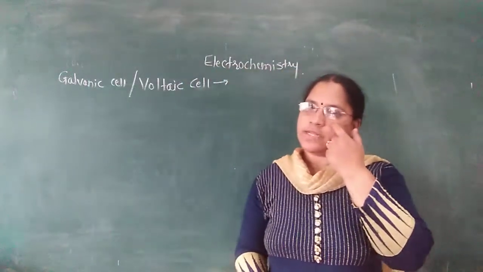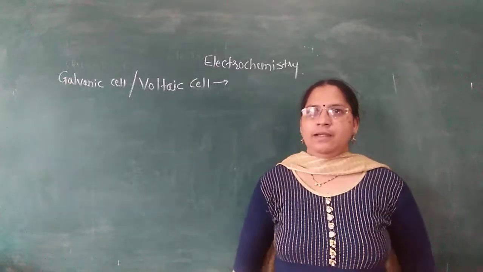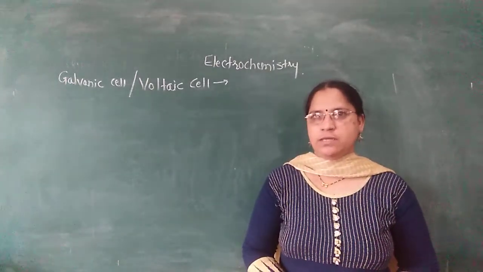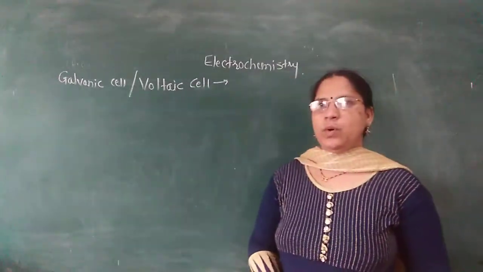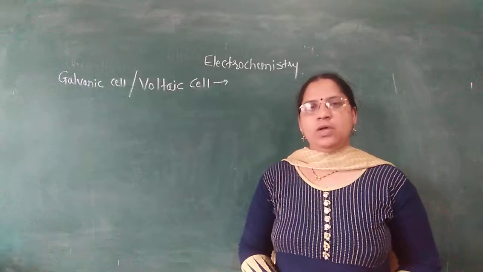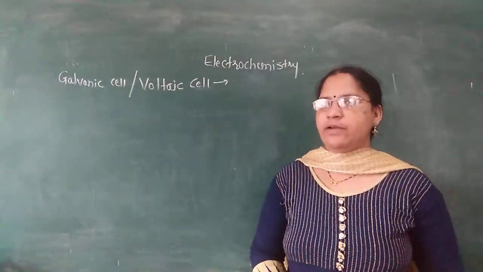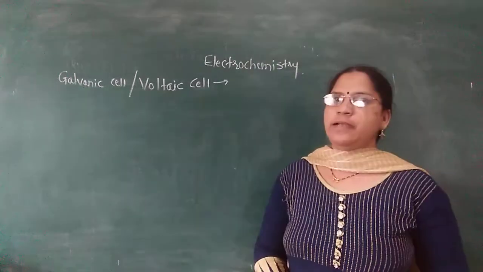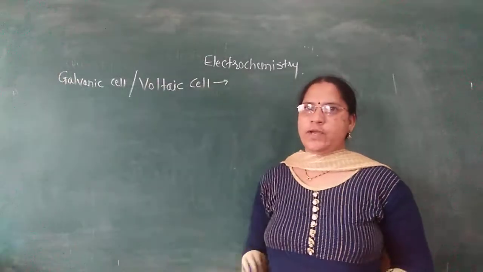Good morning students. In the previous video we completed the electrolytic cell and the process which occurs in it, electrolysis, and two examples we have for that are electrolysis of molten NaCl and aqueous NaCl. Also the quantitative aspects of electrolysis we covered, and we solved the numericals based on that. Now the second type of electrochemical cell is called a galvanic cell or voltaic cell.